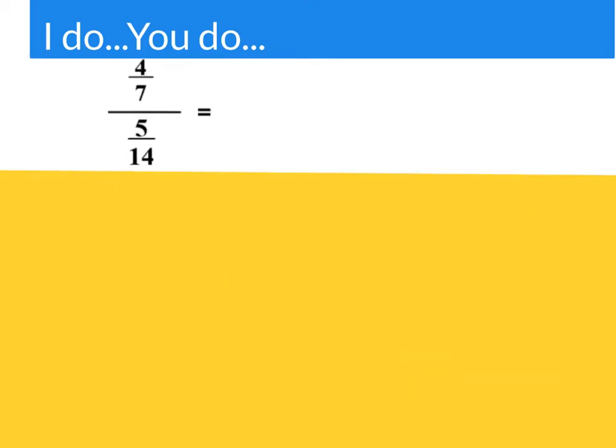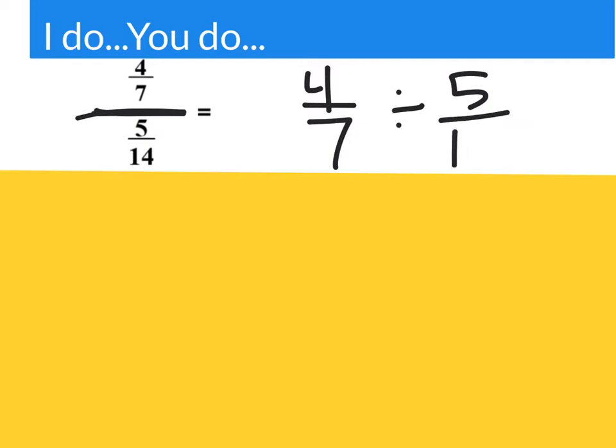Second problem is a division problem. This is what you call a complex fraction because it's a fraction inside of a fraction, but we can just think about this as a division. So we really have the problem, and if you wrote it horizontally, it would be 4/7 divided by 5/14.